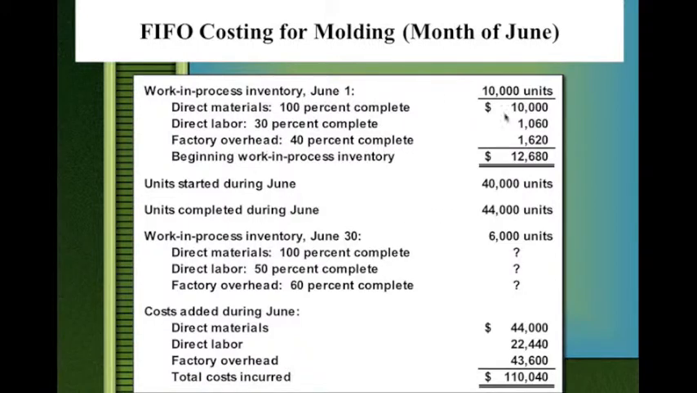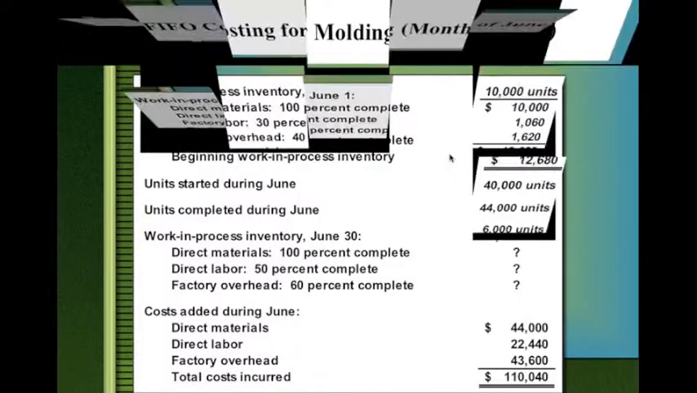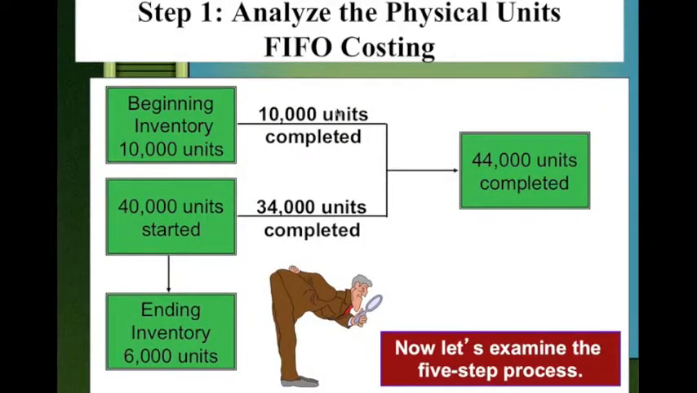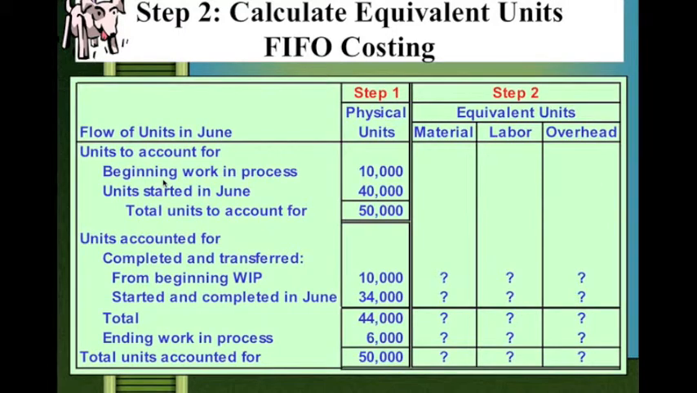We're just going to look at how much cost we have already in the beginning work in process before we start. So beginning inventory, we had 10,000 units, and then we had 40,000 units started. So FIFO is first in, first out. So we completed 44,000 units, but these 10,000 units got completed first, even though 40,000 got started. So let's see, there's a 5-step process here.